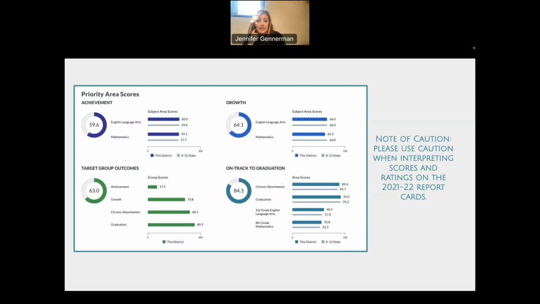If we look over at the right, our on track to graduation score was 84.3. The purpose of this priority area is to measure how successful students are at hitting certain milestones throughout their education. Milestones include third grade ELA and eighth grade math, along with chronic absenteeism and graduation rate. You'll notice that for the on track to graduation priority area, as well as growth and achievement, we have our district scores as well as scores of the state. So you can see how we did compare to the state performance.